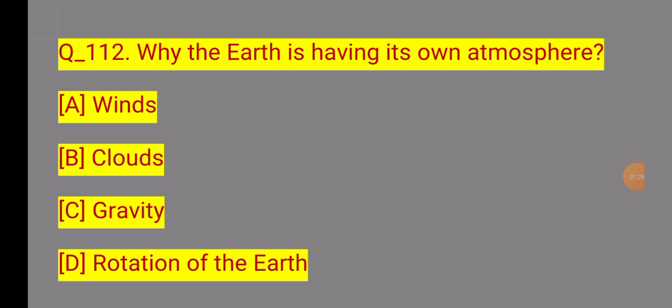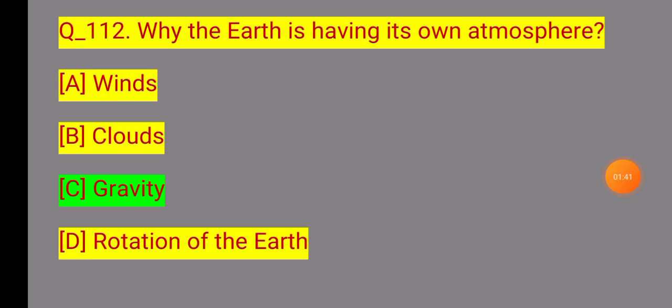Question 112 asks: why does the earth have its own atmosphere, which of these four options? Option C, gravity, which is why the earth has its own atmosphere.